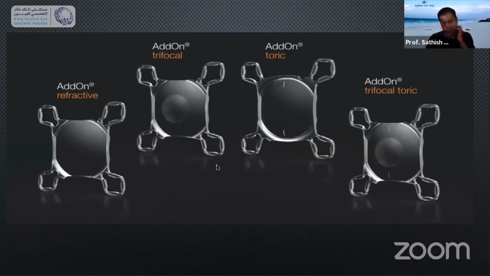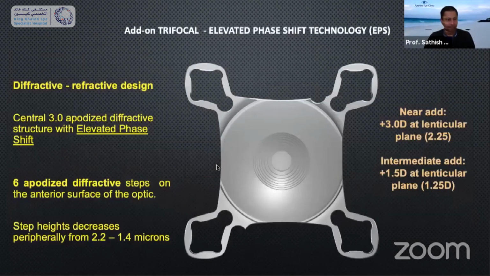For example, if somebody has got a residual refractive error after a monofocal IOL, you can correct them either with a refractive add-on lens or a refractive monofocal toric. Or if somebody has got a monofocal intraocular lens and now they want a presbyopia solution, then you can give them a secondary add-on lens, either a trifocal or a trifocal toric, thereby offering them presbyopia correction.